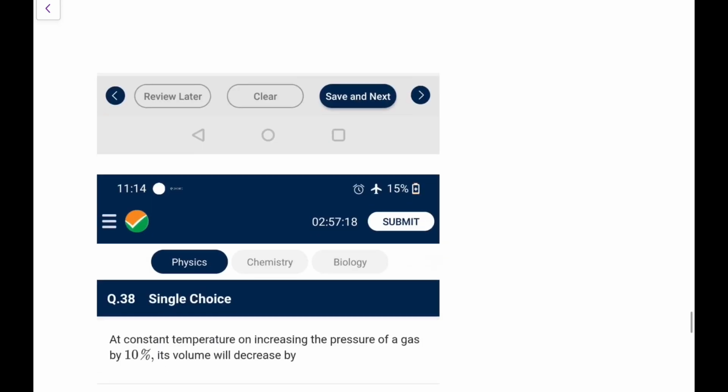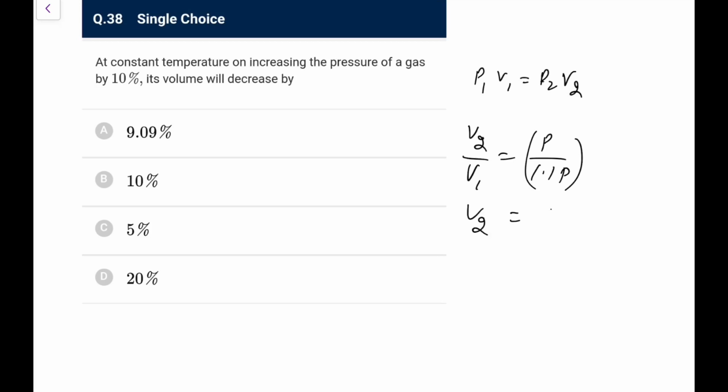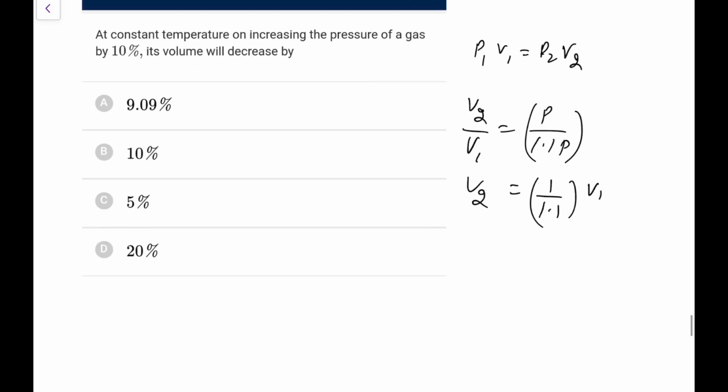Next, at constant temperature, increasing the pressure of a gas by 10%, the volume will decrease by how much? So we'll take the amount to be also constant. So PV is constant. So I can say P1 V1 is P2 V2. So V2 by V1 is P1 by P2. So increasing the pressure, P1 by P2 would be P upon 1.1 P. So V2 you can write as 1 upon 1.1 V1. So it will decrease, and how much will it decrease?